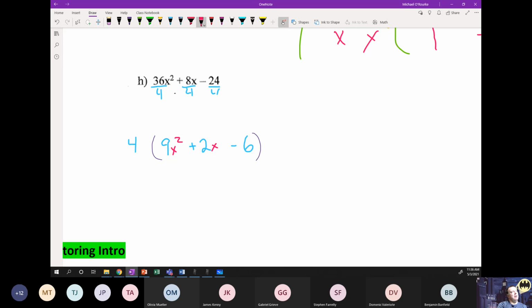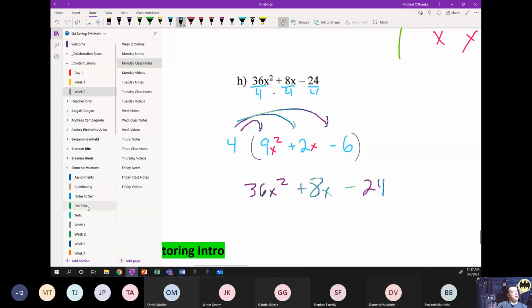And if I wanted to check my answer, all I have to do is rainbow back in, and I should get my answer. Oops, -24. Okay, so if you ever want to check it, just rainbow back in, and you should get the original question. Okay? And with that, you should be good to go.